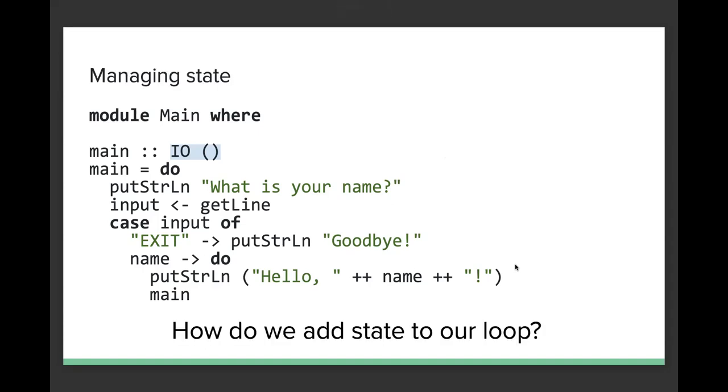So now we have this program, and again, let's make it into a sort of task manager. But for a task manager, we will need to manage state, the actual list of tasks that we maintain, a collection of tasks. So if we have this recursive infinite loop and we don't have any mutable variables in Haskell, how do we add state to this program?